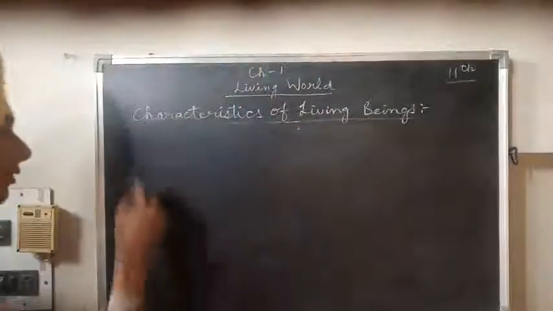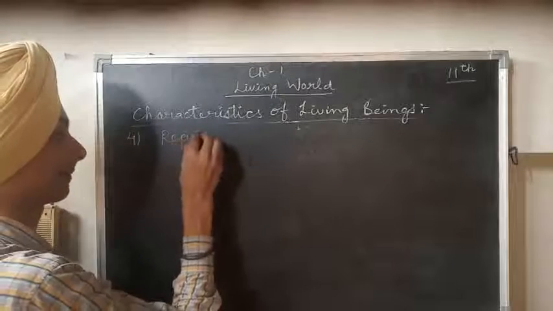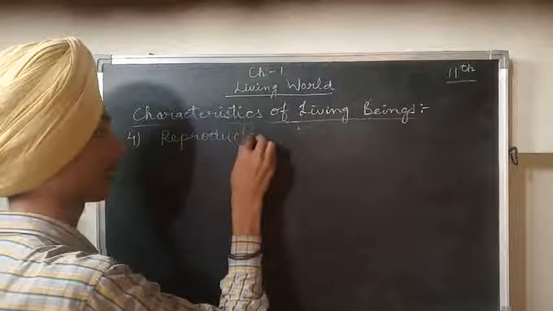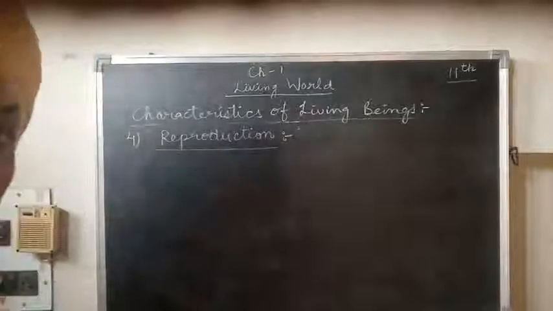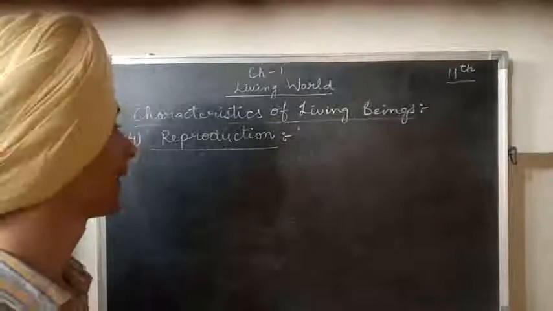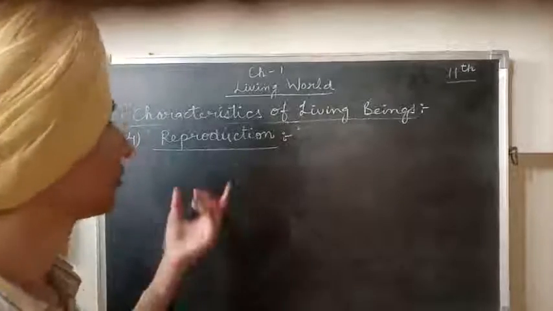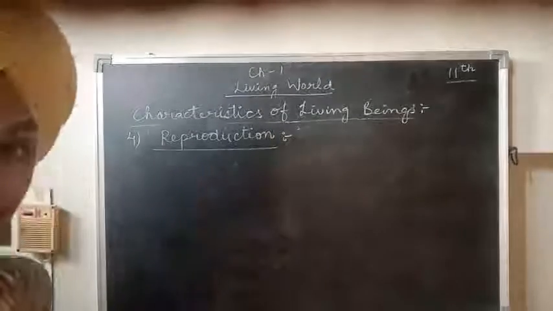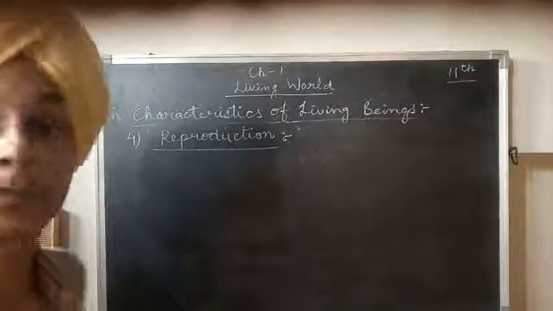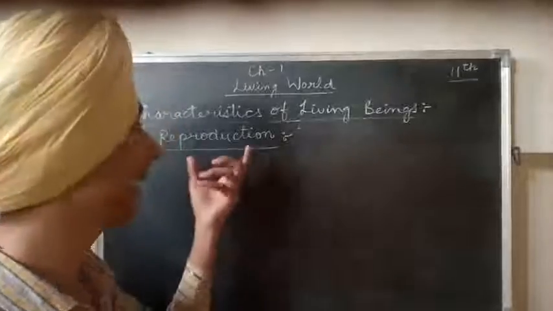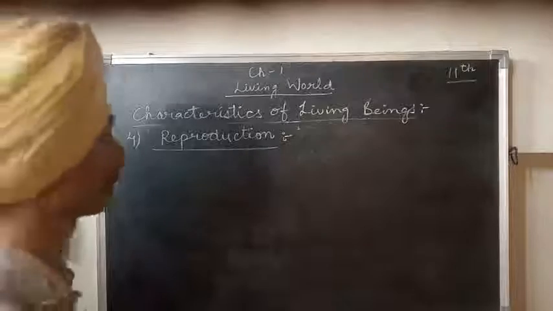So now we have to check whether reproduction is a defining character or not. Let us check. Reproduction is not a defining character because it satisfies our second criteria, that all non-living beings do not possess that character. It satisfies that criteria, but it does not satisfy the first criteria, that all living beings possess that character without any exception. But here are some exceptions.